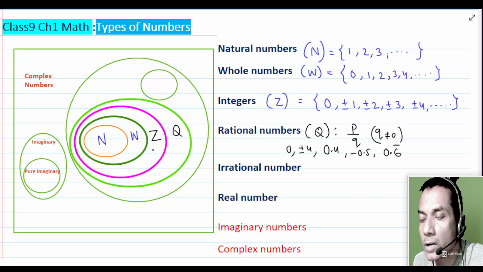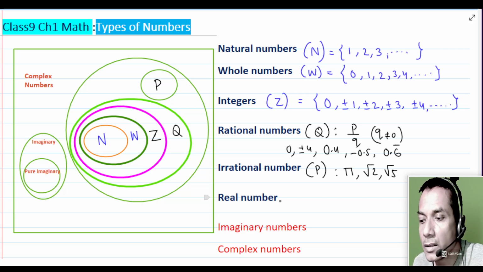So what are the irrational numbers? Irrational numbers cannot be represented in p by q form, right? And it is represented by P. Clear? So what are those irrational numbers? Pi is an irrational number. Root 2, root 5. These are all irrational numbers that cannot be represented, because root 2 is a non-terminating, non-repeating decimal, and it cannot be represented in p by q form. Clear? So these are all irrational numbers.